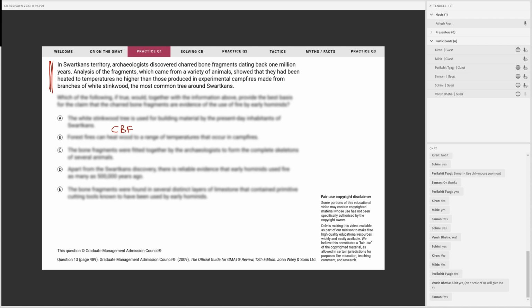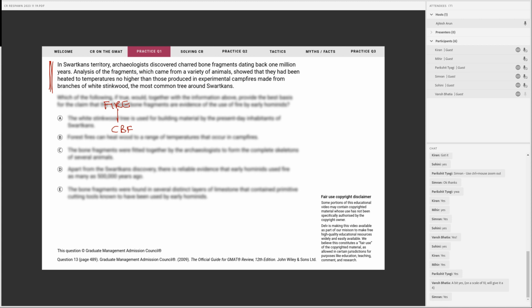So, at this point, we seem to have some sort of connection between charred bone fragments and fire, right? So let's put that down. These charred bone fragments have been heated to temperatures no higher than those produced in experimental campfires. So let's say charred bone fragments are some sort of indication of fire. And that's the information that we have. We don't have anything else over here. We have some small details, right? But right now, I'm going to skip that.